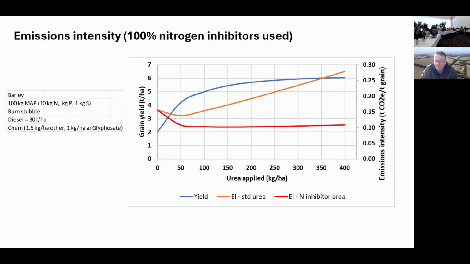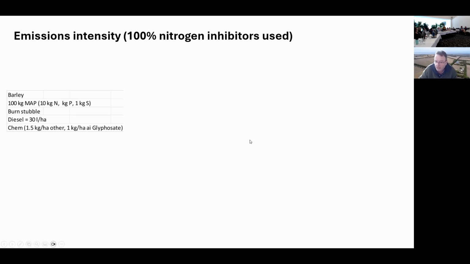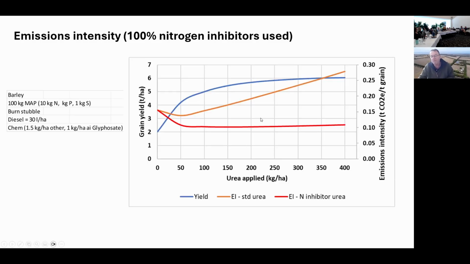Yep. What sort of percent is from the Scope 3 versus the Scope 1 and 2? We're sort of surprised how big an impact the inhibitor urea has had on the emissions intensity at those high rates, given that most of the emissions come from Scope 3. Can you explain that and just maybe talk through that graph just a little bit more for us to get our heads around it? Yes, yeah, no, it's a really good question.